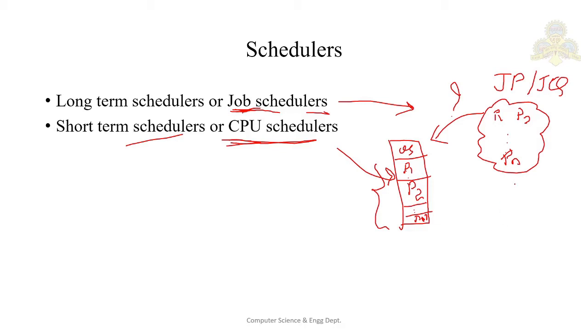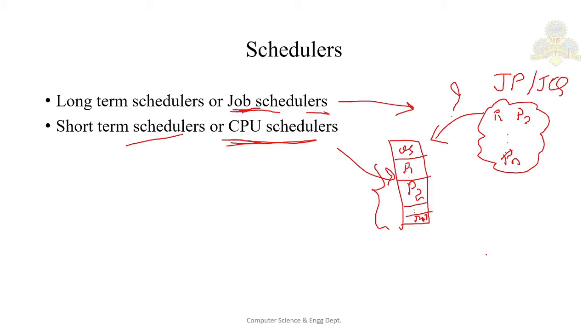So, because of this long interval between executions, your long-term scheduler can afford to take more time to decide which process should be selected for execution. Again, it is important that the long-term scheduler makes a careful decision. Why? Because most processes can be described as IO bound processes or CPU bound processes.